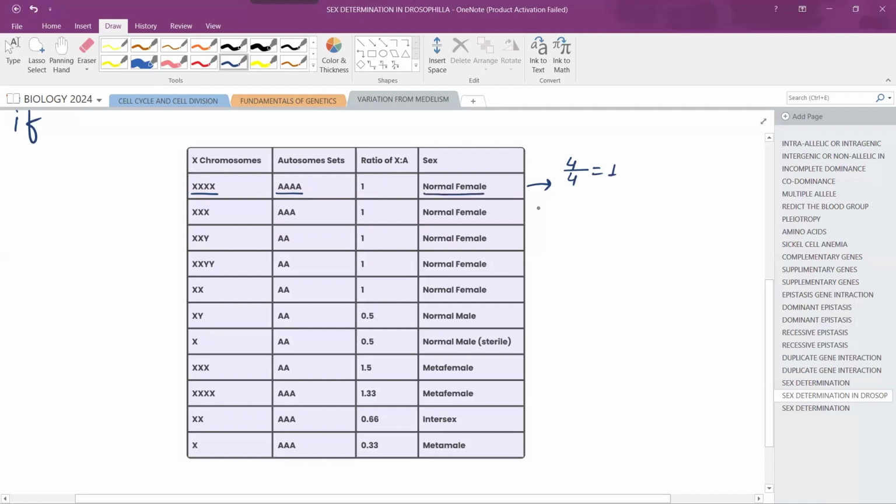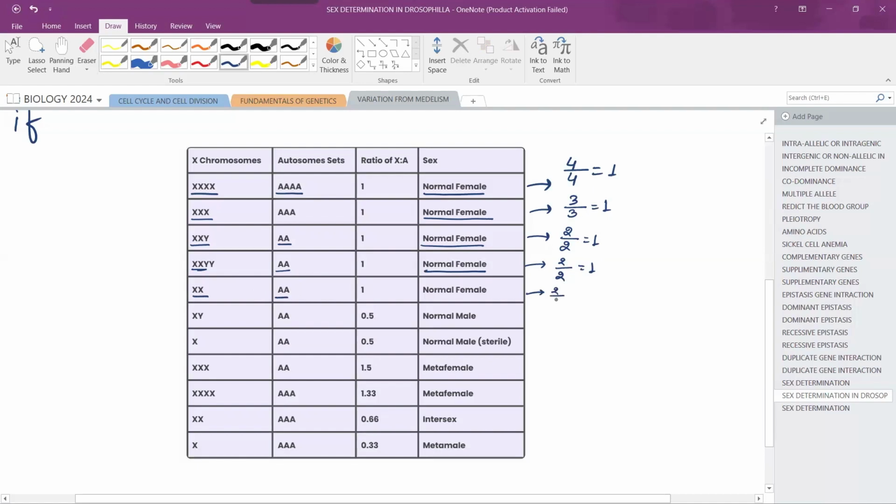If there are 3 X chromosomes and 3 autosomes, there is also a normal female. And in the third case, there are 2 X chromosomes and 2 autosomes. Again, there is a normal female. And here also there are 2 X and 2 autosomes. Again, there is one normal female here.